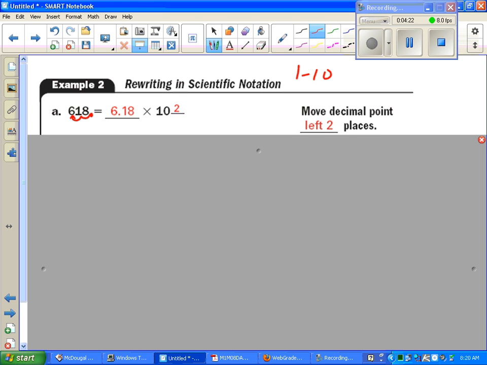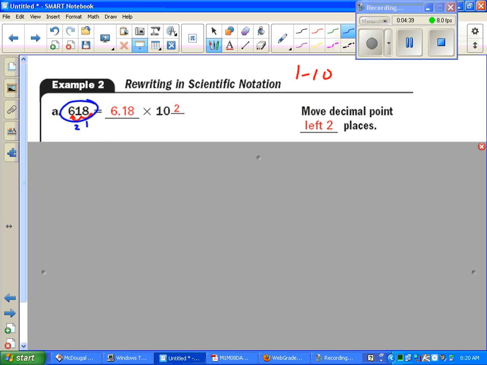So we're going to make that number 6.18. And since we had to move it 2 times, you just count how many times you move it. Once, twice. And since it was a big number at first, it wasn't a 0.0000 something like that number. It's going to be a positive exponent. So 6.18 times 10 to the second.